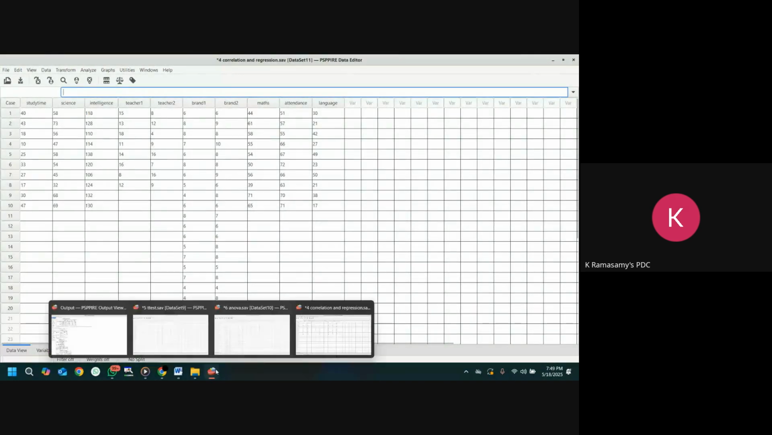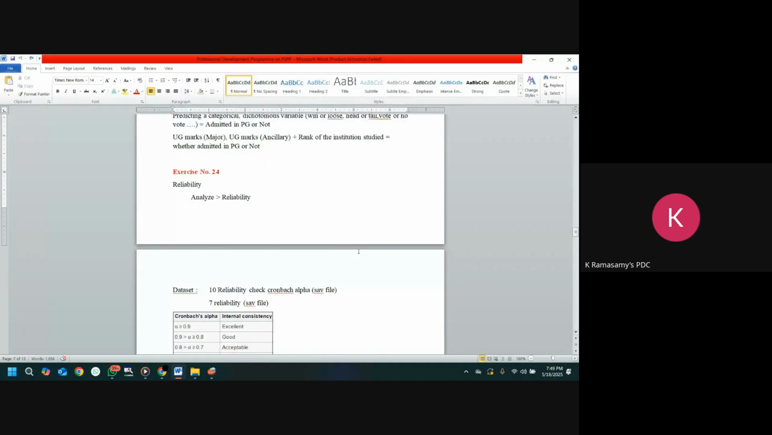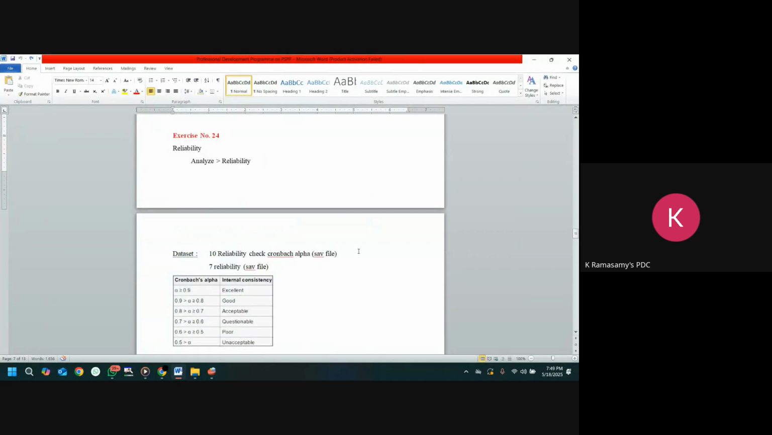Then I would like to talk about an important thing called reliability. Whenever you collect data, you collect many data. For example, you're asking questions like how satisfied you are with your present job. You're asking 20 questions about how satisfied you are in a particular job. After getting the answers, you want to confirm whether there is internal consistency, whether all the 20 questions combined together reveal whether the participant is satisfied or not in his job.